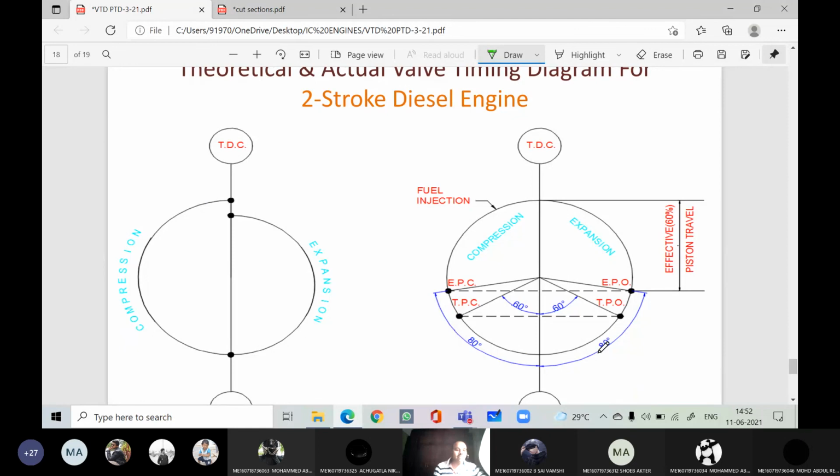So what are the differences between petrol and diesel engines? During the suction stroke, air plus petrol will be admitted into the crankcase in case of the petrol engine, but in case of the diesel engine, only air will be admitted. And during the combustion process, a spark is admitted in the petrol engine. Here fuel is injected in the diesel engine. Remaining everything will be the same.